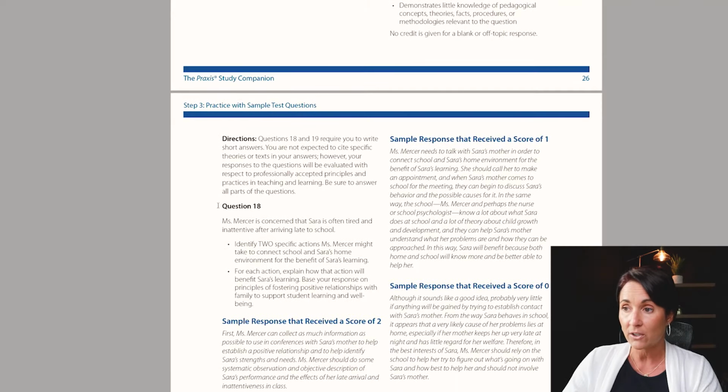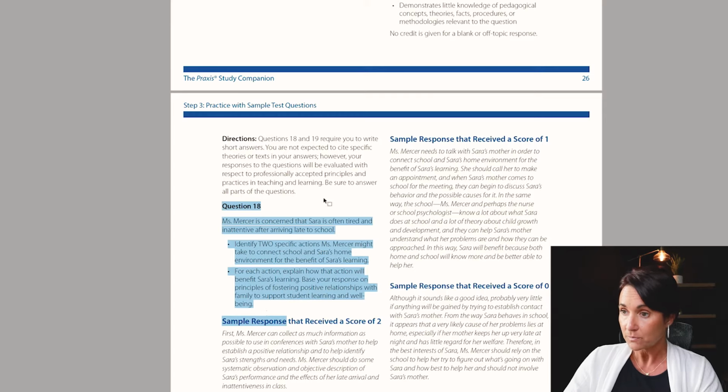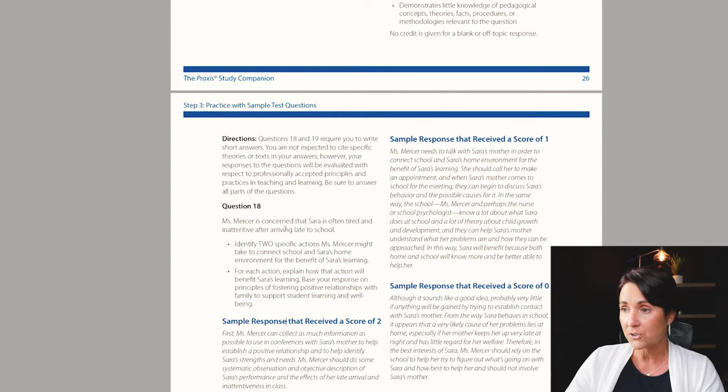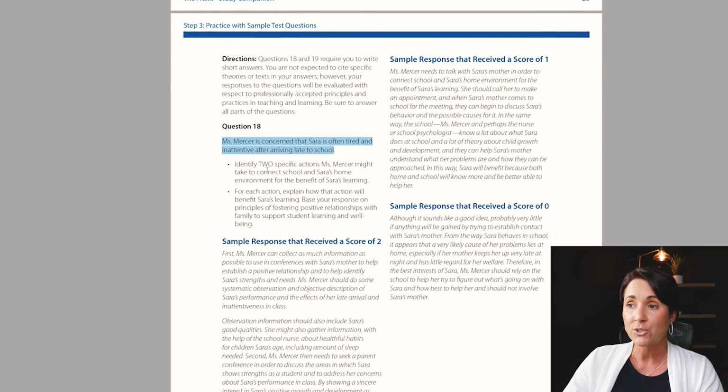So let's take a look at what the questions say here. I'm going to jump right down here to question 18. Here it is. So we've got Ms. Mercer is concerned. We don't know what the constructed response is yet. I haven't read the case study. So what I want to do is go to these bullets here. This is the most important.